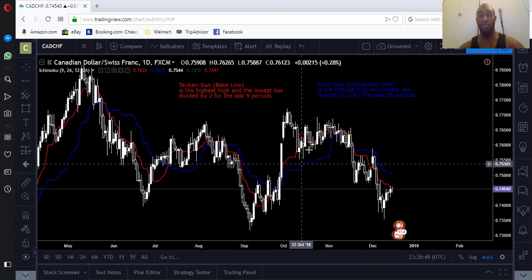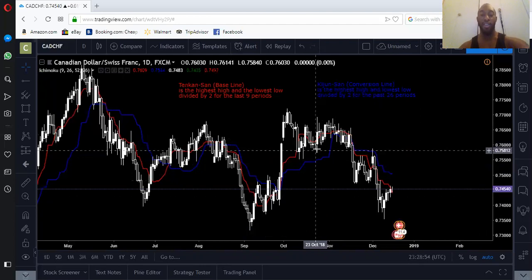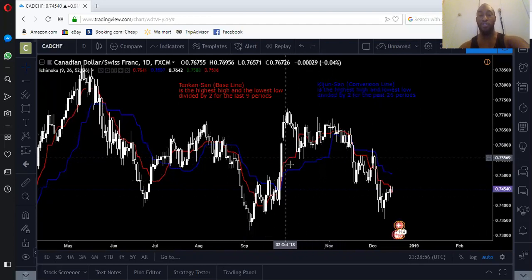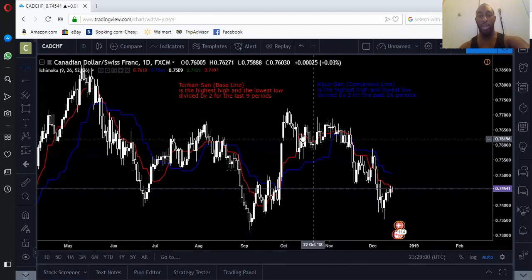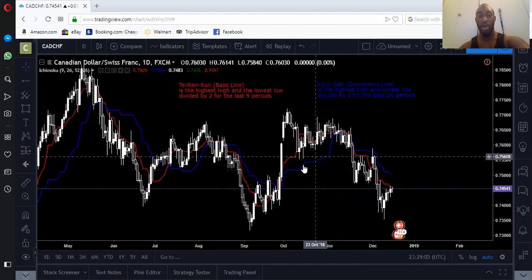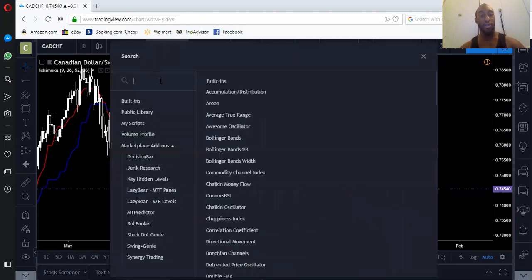Whenever you see that they're this far apart, there's a gap. That's a secret of showing overbought and oversold. In this case, right here, it's going to show that the market's overbought. Now, let me show you a secret right here. Let me put the RSI on.